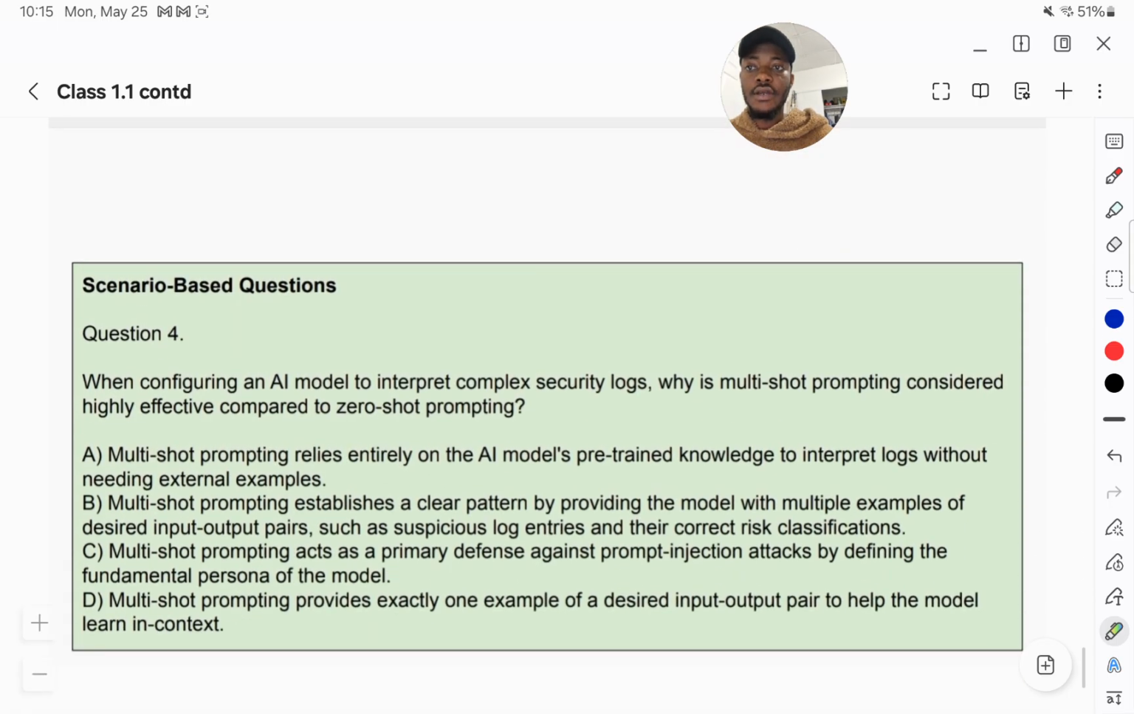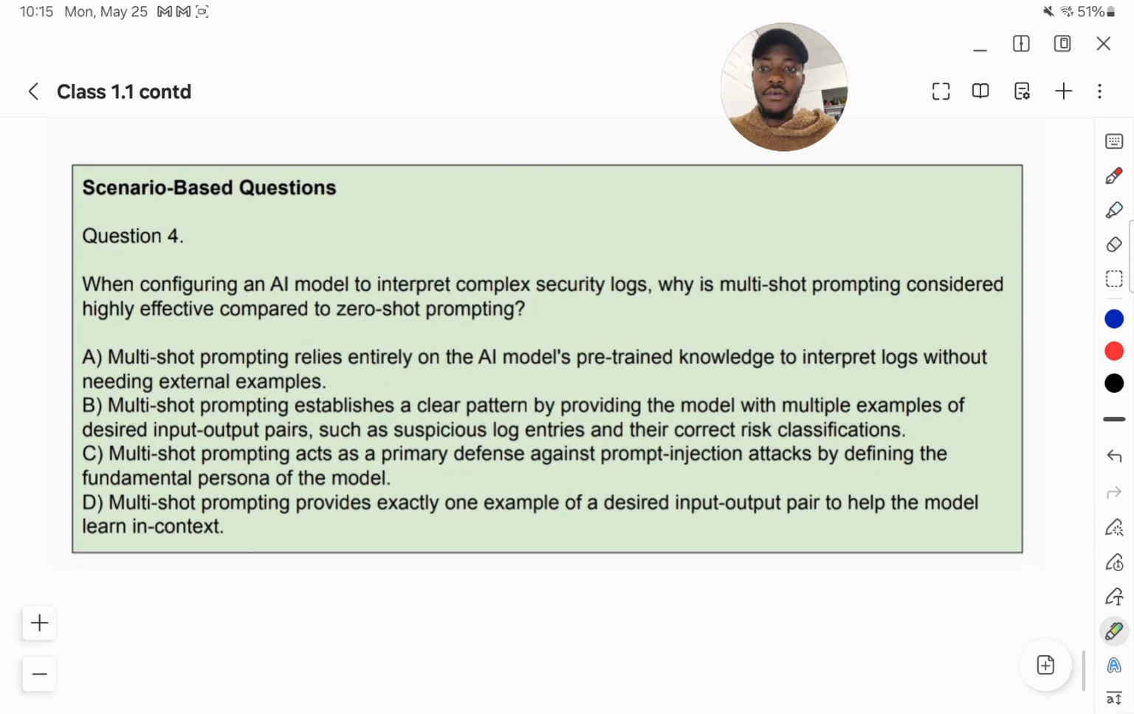Okay, and then the final question is, when configuring an AI model to interpret complex security logs, why is multi-shot prompting considered highly effective, sorry, compared to zero-shot prompting? The answer is B. Multi-shot prompting establishes a clear pattern by providing the model with multiple examples of desired input-output pairs. Look at this, input-output pairs, such as suspicious log entries and their correct risk classifications.